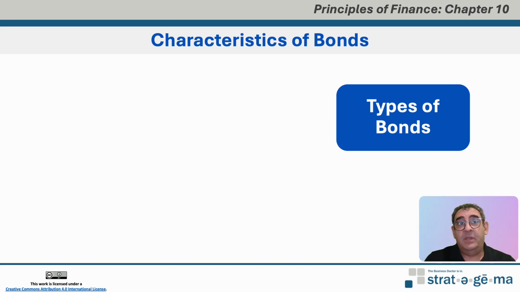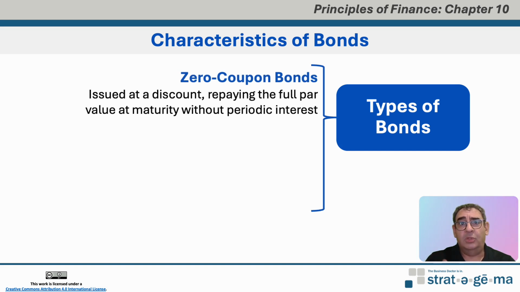Zero coupon bonds are those that are issued at a discount. We'll talk about premiums and discounts. And they repay the full par value at maturity without any periodic interest. You might wonder, well, why would somebody buy a zero coupon bond? Because they're sold at a discount. So what happens is you would pay something less than $1,000 for a $1,000 bond, let's say $900 for a 3-year bond. And at the end, you'll get $1,000. So you will earn $100 on your bond investment. No interest, all capital gain.